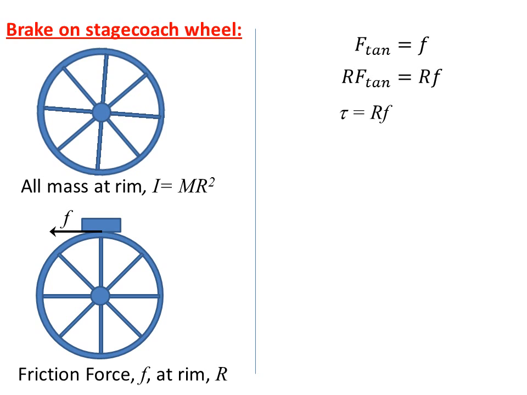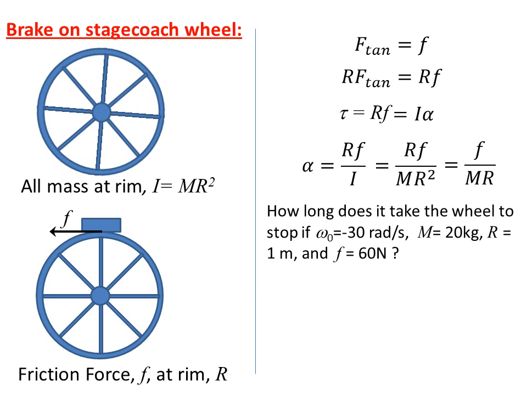So the torque is equal to the radius times the frictional force, and that's equal to the moment of inertia times alpha. Solving for alpha, we have that alpha is equal to the radius times the frictional force divided by the moment of inertia. Plugging in the value for the moment of inertia, we have the radius times the frictional force divided by m r squared. Simplifying, we have that alpha is equal to the frictional force divided by the mass divided by the radius.